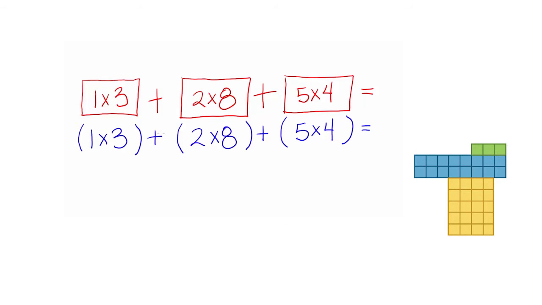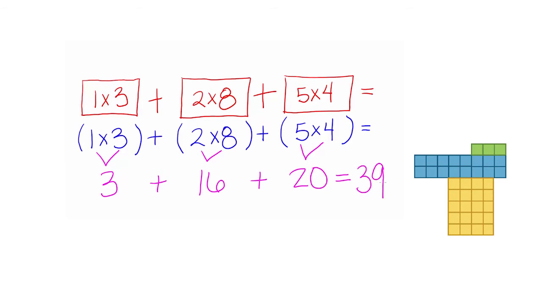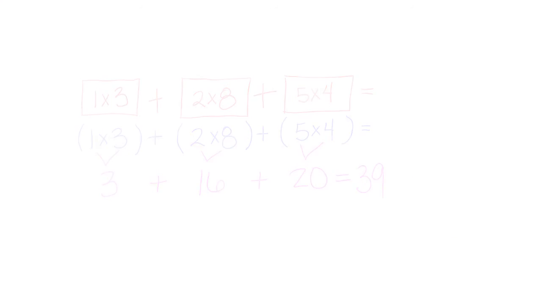Since we need to first find the area of all 3 sections, we will multiply the numbers in parentheses first. For example, first we'll multiply 1 times 3, which is 3, and corresponds to the number of squares in the first section. Next, we'll multiply 2 times 8, which is 16, and the area in the next section. Finally, multiply the 5 and 4, which is 20, and the area in the last section. Now that we've found the area of each of the smaller rectangles, we'll add all the products together to get a total area of 39 square units.